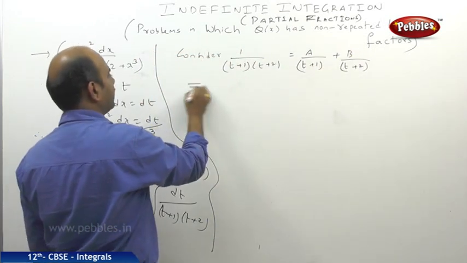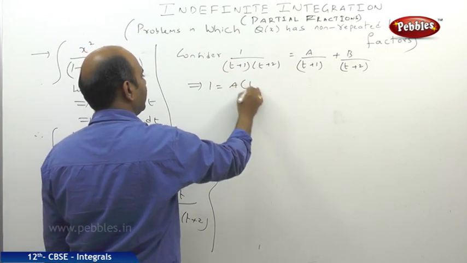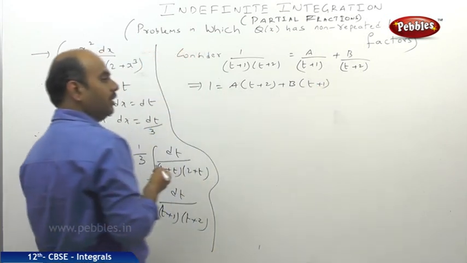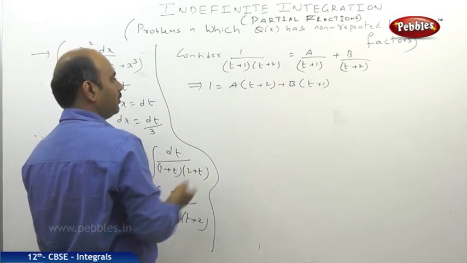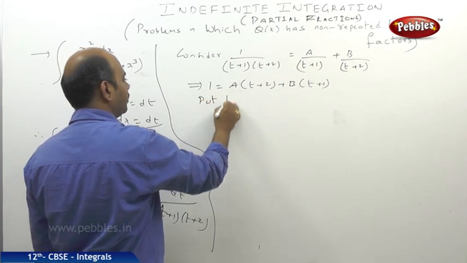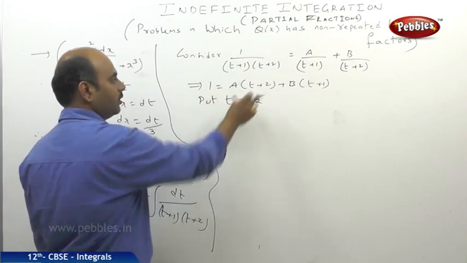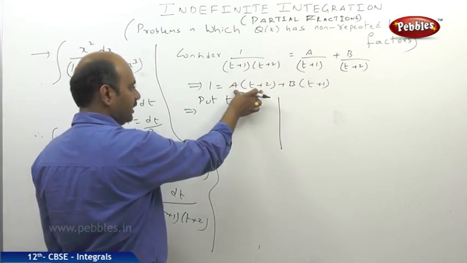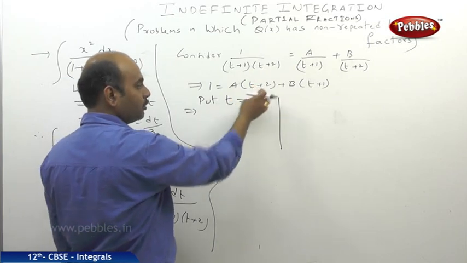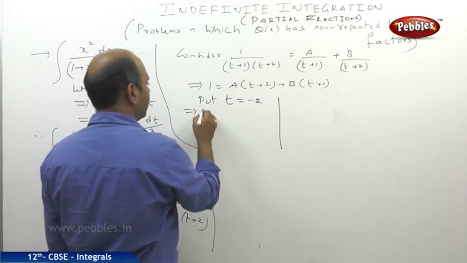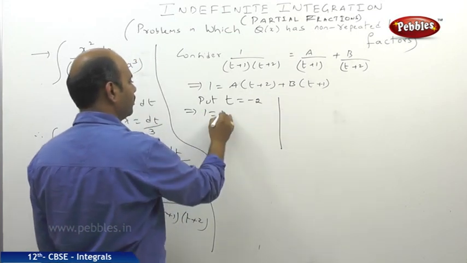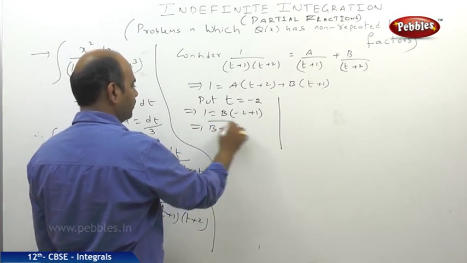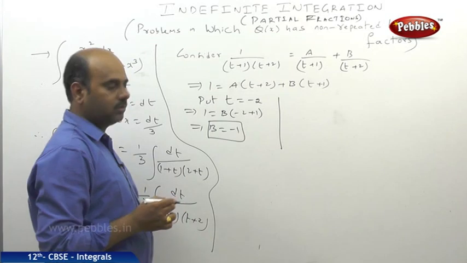So finally this can be written as 1 is equal to A into t plus 2 plus B into t plus 1. I need to find the values of A and B. First of all, put t is equal to minus 2 in this particular expression. If I put t is equal to minus 2, this term gets cancelled. Why? Because minus 2 plus 2 becomes 0. And here 1 is equal to B into minus 2 plus 1. So B is equal to minus 1. I got the value B equal to minus 1.